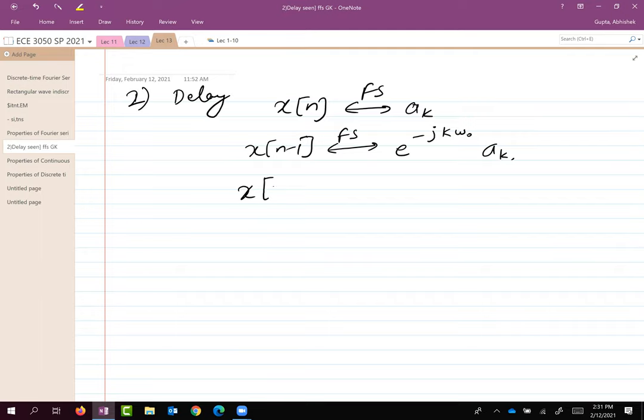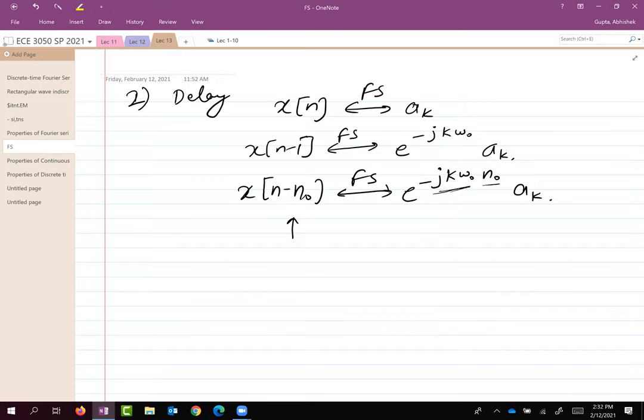More generally, if you have delays of n naught steps, then the Fourier series will also get multiplied by e raised to minus jk omega naught n naught. This of course appears in all the equations, but you get it, you have to multiply it by n naught.